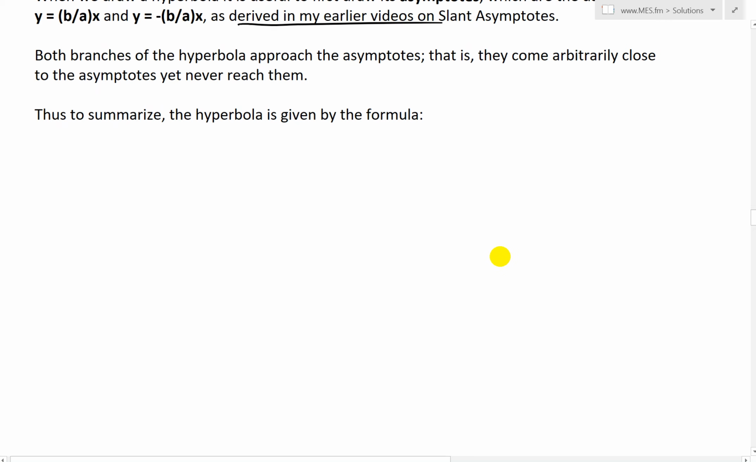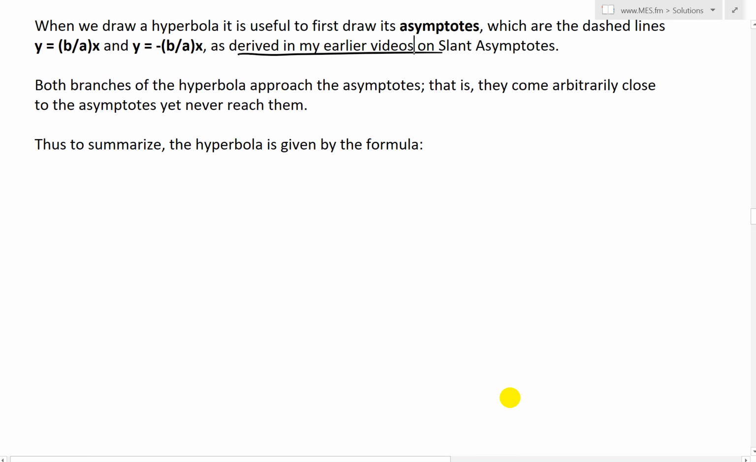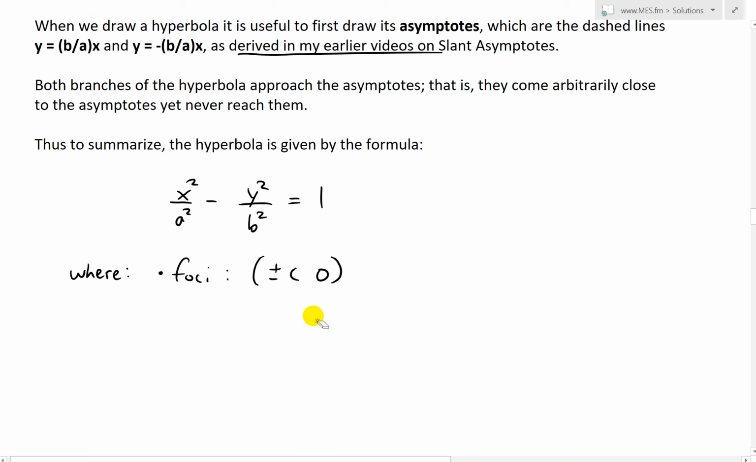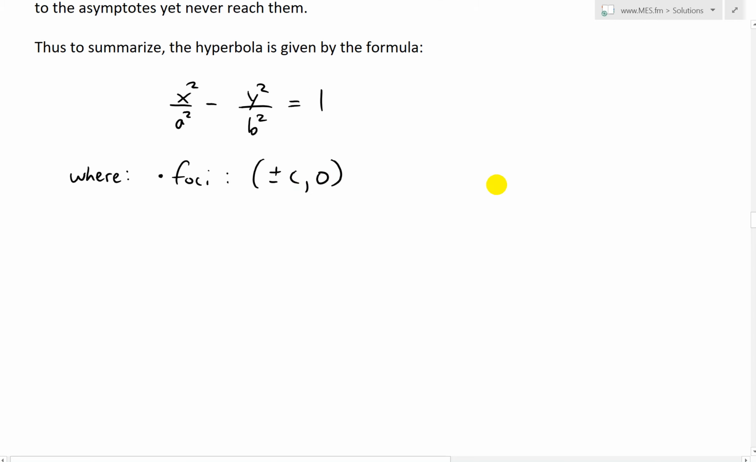Thus, to summarize, the hyperbola is given by the formula. I'll write down the formula and go over the graph as well with all the terms. So it's given by this formula, x squared over a squared minus y squared over b squared equals 1, and where the foci are plus or minus c and 0. That's the foci, or the focus, each one. And then we have the c value is going to be equal to the square root of a squared plus b squared.